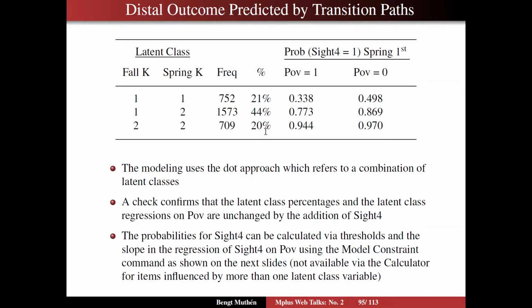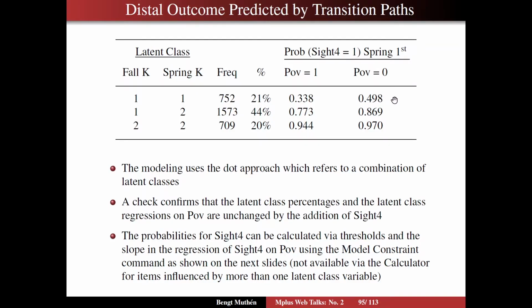So then we can ask ourselves, well, for those 3 transitions between the latent classes, what's the probability of getting the site item right in the spring of first grade? If we look at those in the poverty group, we see that the probability of getting the item right is lowest when you stay in class 1 in kindergarten, considerably higher when you move up to class 2 by the end of kindergarten, and highest if you start in class 2 already in the fall of kindergarten. So you have a clear distinction here in the probabilities.